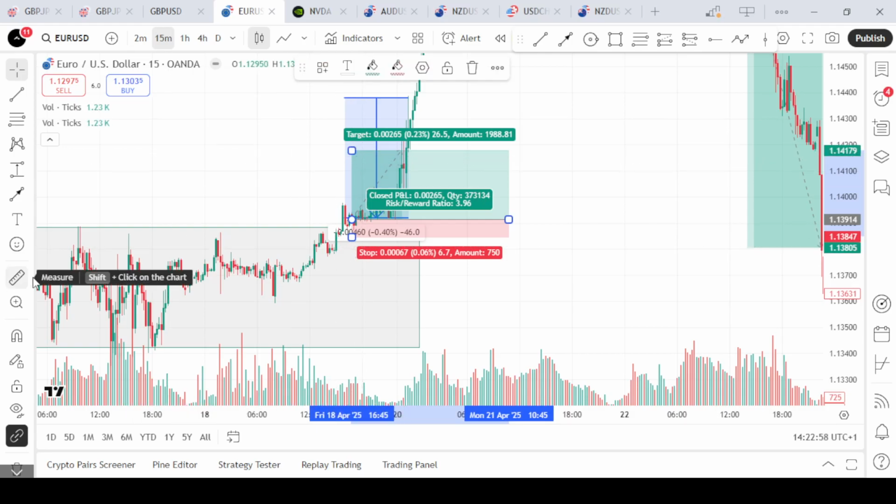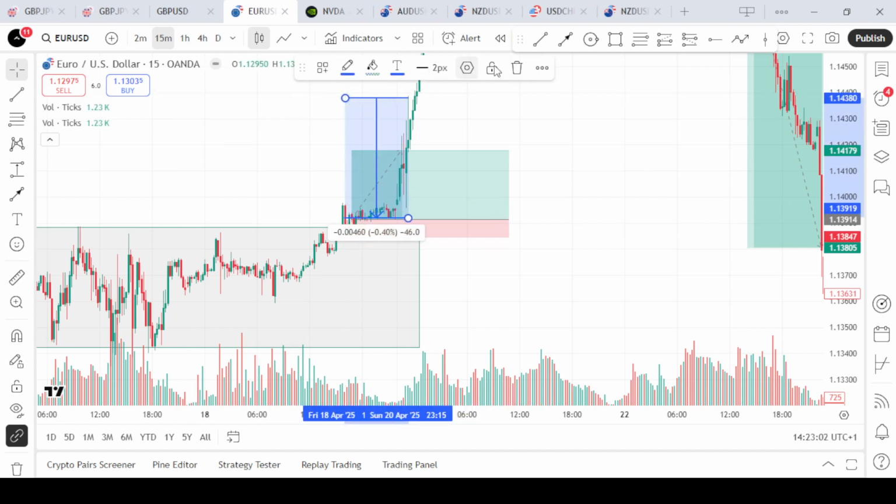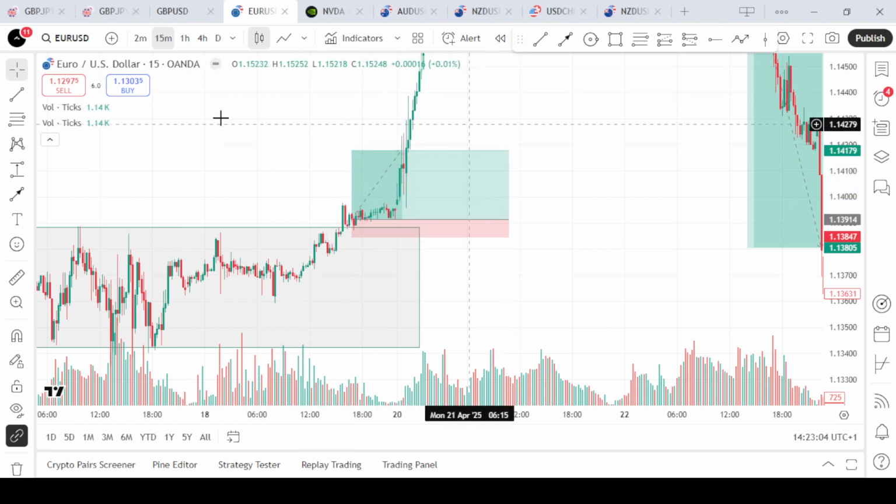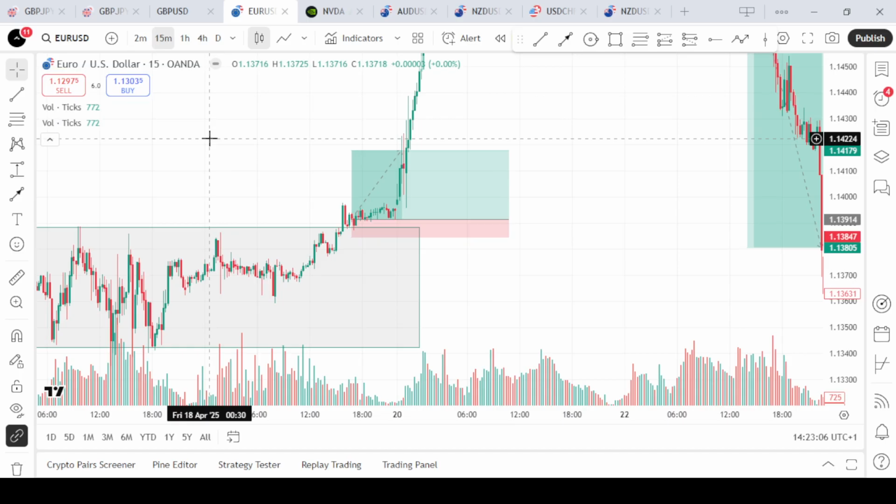Remember, risk management remains essential with this strategy. Never risk more than 1 to 2% of your trading account on a single trade. Remember that not all breakouts will succeed, and having predefined risk limits protects your account during inevitable false breakouts. The time frame you choose affects the reliability of your breakouts.